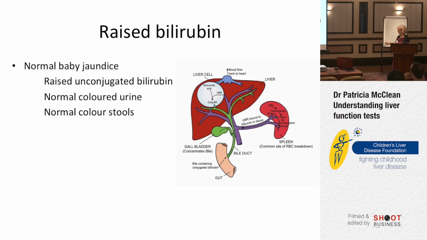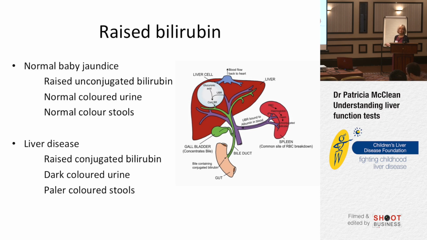So, this is the same again. With normal baby jaundice, you have this raised unconjugated bilirubin. Because this isn't water soluble, it doesn't appear in the urine. So baby urine with normal baby jaundice is a normal colour, and normal baby urine is often almost crystal clear. And because the waste product of the bilirubin is coming out in the stools, the stools are a normal colour.